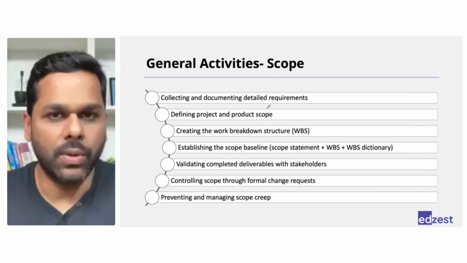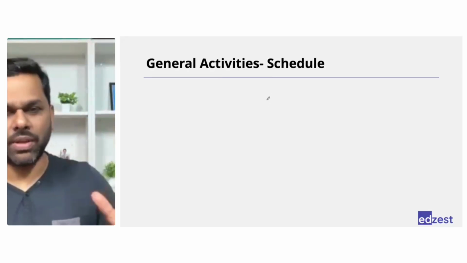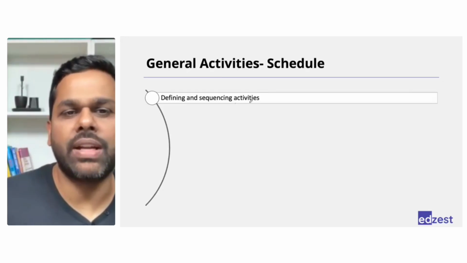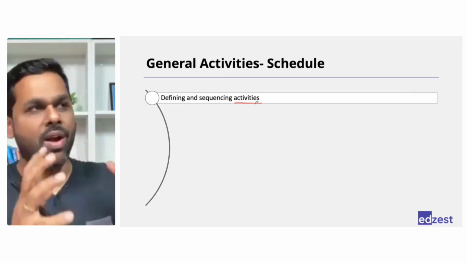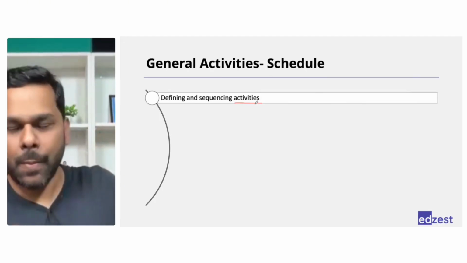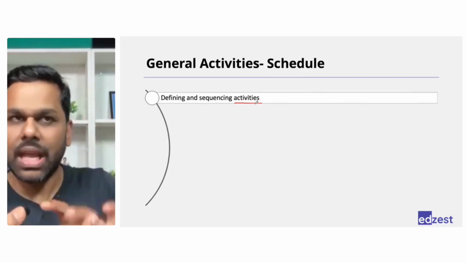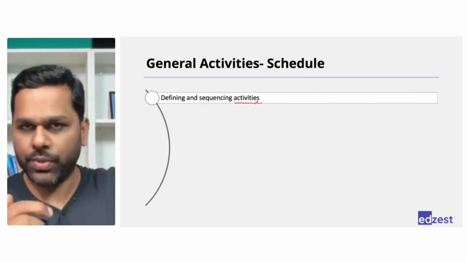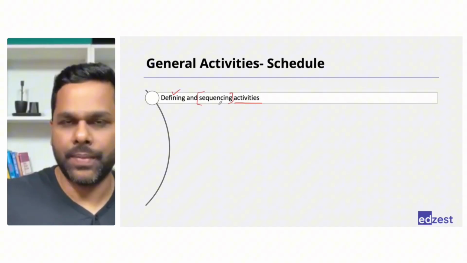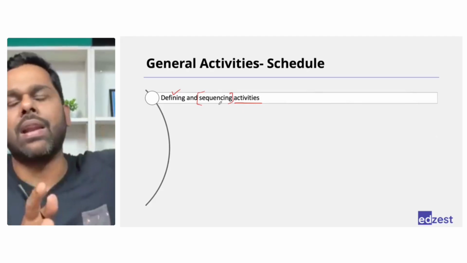Then we'll go to schedule. As we discussed, schedule is basically managing the timelines of the project. So what do we do? First, we identify what activities we need to do. See, in order to understand how much time anything will take, you need to understand what we need to do. We need to purchase something, install something, commission something, check something. What are the activities that we are supposed to do? So first we will define the activities and then we will sequence them. See, sequencing is important because there are multiple activities that you could do in parallel.